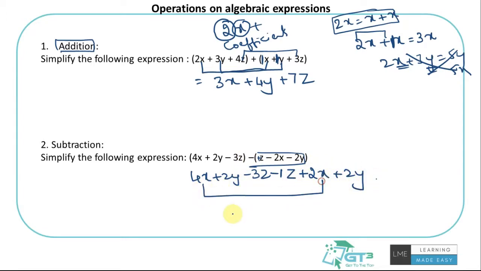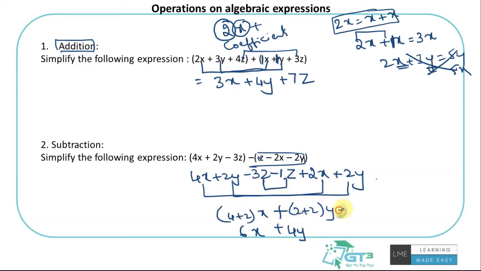4x plus 2x, so that's 4 plus 2, which is 6x. Plus 2y plus 2y, so that is plus 4y. 3z minus 1, if I write it, it will become minus 3 minus 1z, so minus 3 minus 1 is minus 4, so it will become minus 4z. So 6x plus 4y minus 4z. The subtraction is just like putting a minus sign, that's it, right?